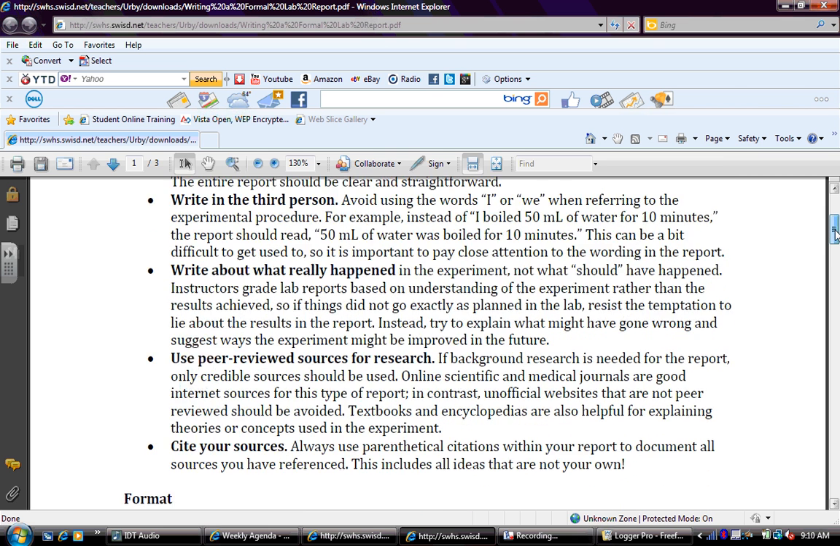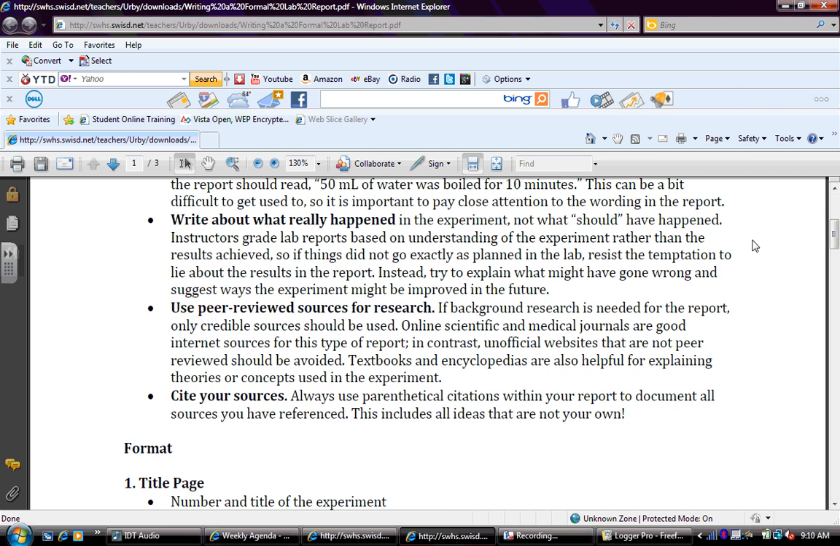You want to make sure that you write about what really happened in the experiment, not what should have happened. You can evaluate your methods and experimental procedure later on, and we'll discuss that. But you shouldn't be talking about should or could have.